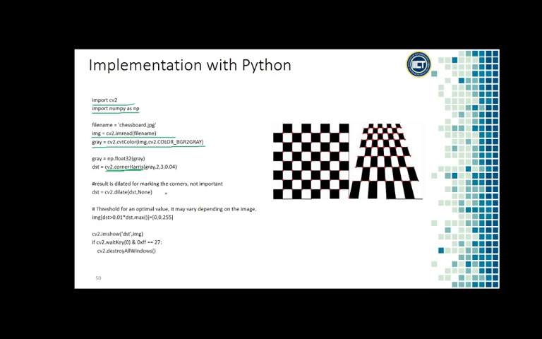If the results are validated, you can use this command to perform the validate operation as we did in MATLAB, and you can apply a threshold to eliminate or reduce false responses. So this is a kind of code which can be implemented in Python for corner detection.